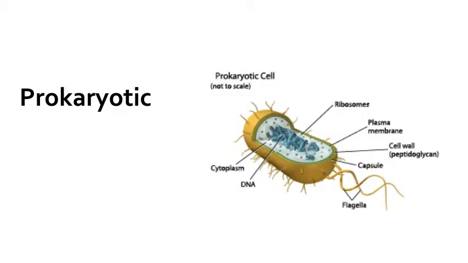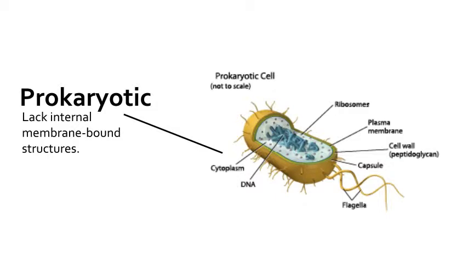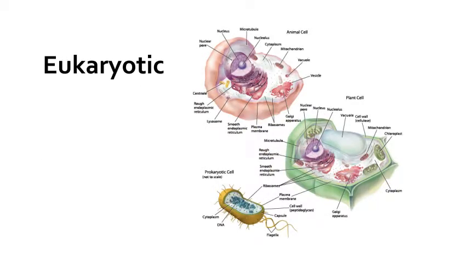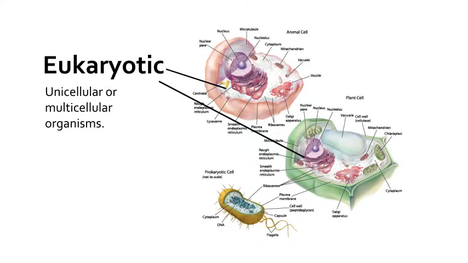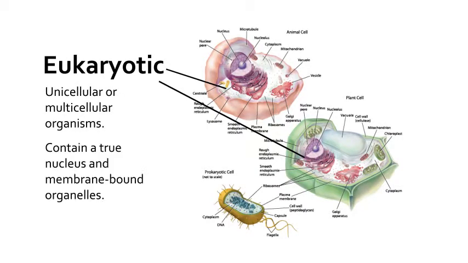Prokaryotic cells are unicellular organisms, like bacteria, that lack internal membrane-bound structures. Eukaryotic cells, like plant and animal cells, are unicellular or multicellular organisms that contain a true nucleus and membrane-bound organelles. Let's examine the organelles in plant and animal cells more closely.